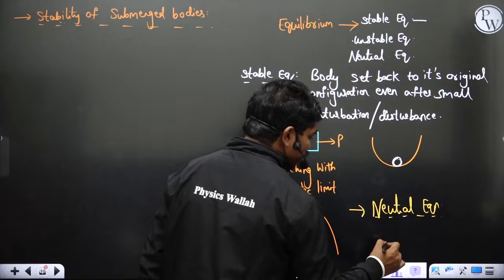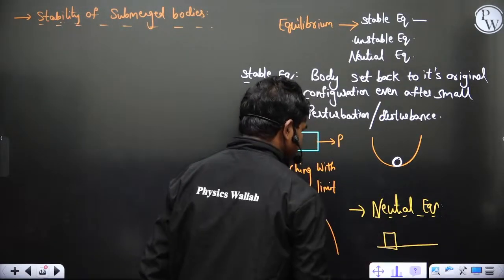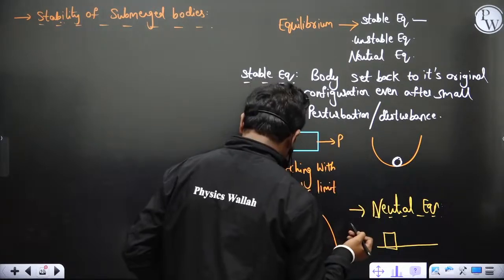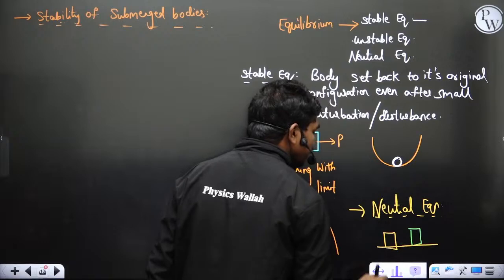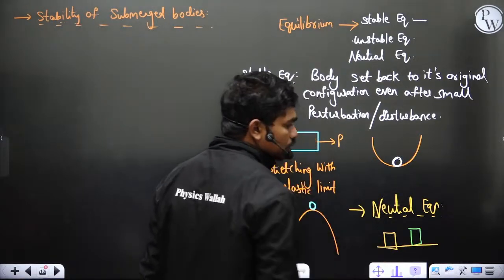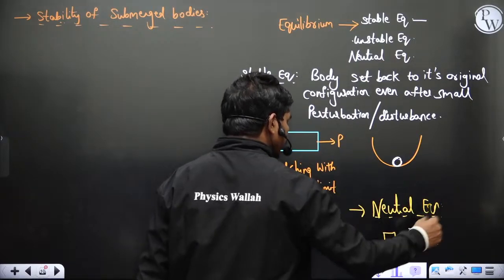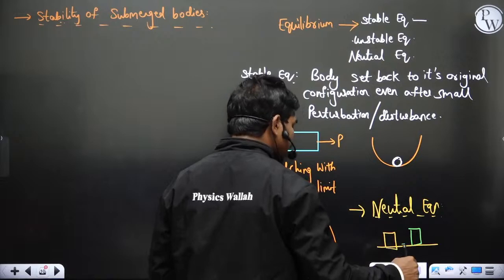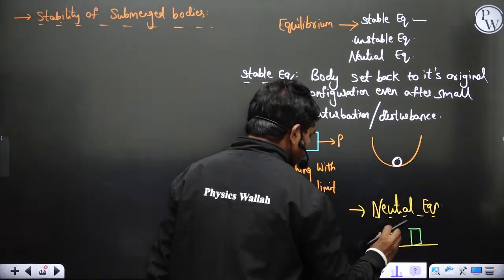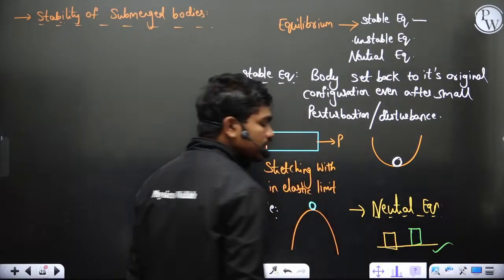For example, if you take a flat surface and there is a block here, and you apply some small disturbance and slightly displace the block, then what happens? This block will not keep on deforming or moving. At the same time, it will also not keep coming back. This is a flat surface, it's not inclined. So the new configuration will become the permanent configuration of the body. These are called neutral equilibriums.